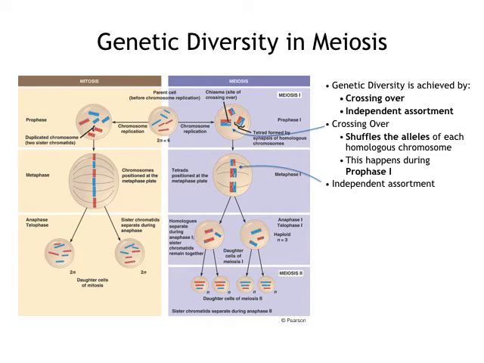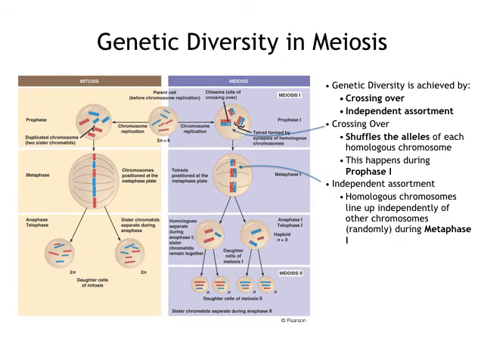Independent assortment is the other way that genetic diversity is achieved by meiosis. This is where homologous chromosomes line up independently of other chromosomes during metaphase 1. Independent assortment is also called random alignment. You'll see that in some textbooks as well. But this essentially shuffles the homologous chromosomes each daughter cell can receive. So each cell is going to receive a shuffled set of encyclopedias, if that makes sense. All right, and that's it.